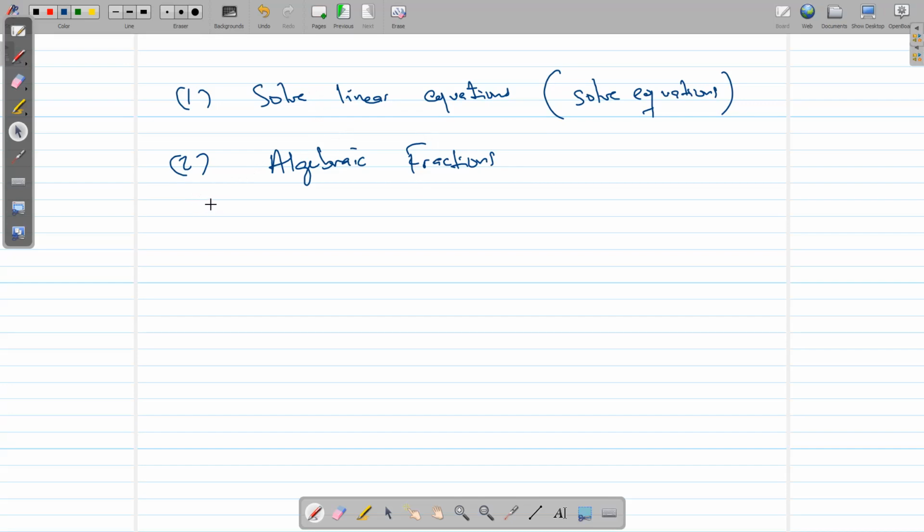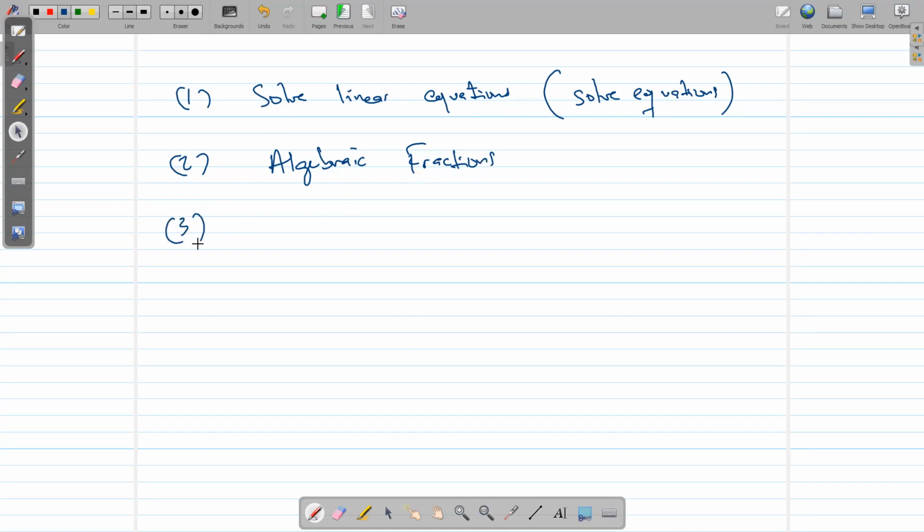And it's the same thing for changing the subject of a formula. Both of them are related. Changing the subject of a formula is pretty much the same thing as finding inverse functions. They have a lot in common. So you need to be able to solve linear equations or to solve equations in general. You need to be able to work with algebraic fractions efficiently.